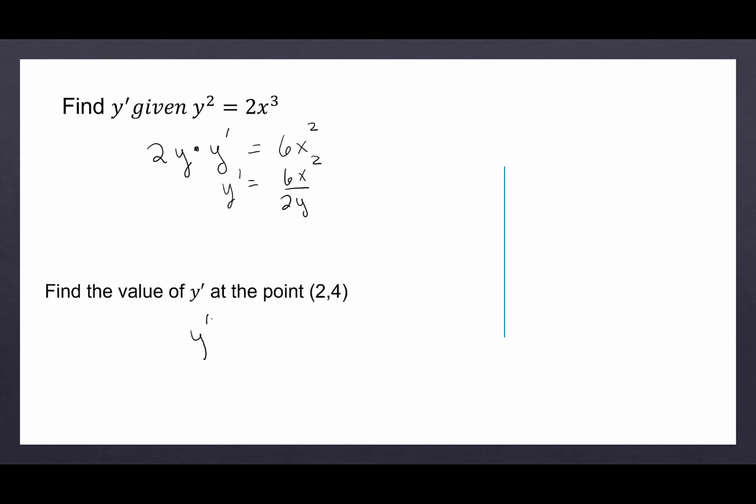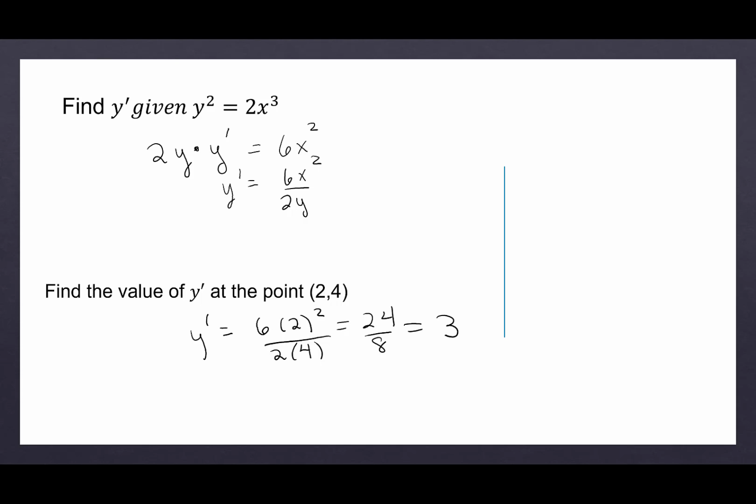So y prime equals 6 times 2 squared over 2 times 4. 2 squared is 4, 4 times 6 is 24. 2 times 4 is 8. So I have 24 over 8, which is 3. This still has that same idea of what's happening here. So when x changes from 2 to 3, we expect y to go up by 3.